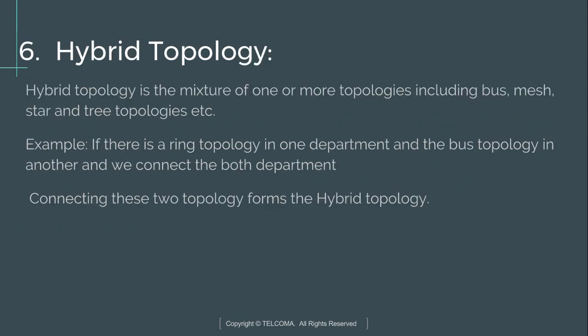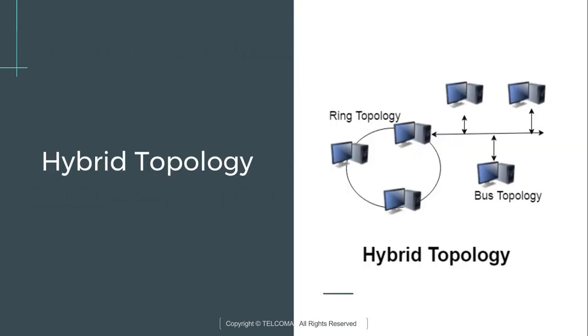The next is hybrid topology. Hybrid topology is a mixture of one or more topologies including bus, mesh, star and tree topology, etc. For example, if there is a ring topology in one department and a bus topology in another department, and we connect both departments together, then connecting these two topologies forms the hybrid topology. As shown in the diagram, the ring topology and the bus topology are connected to form the hybrid topology.